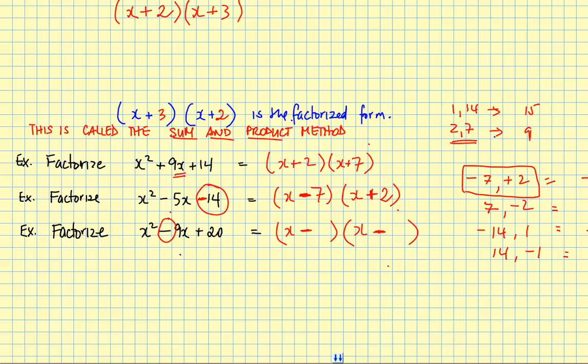Now the sum is negative 9 and the product is positive 20. So the two numbers are going to have to be negative. It can be either negative 20 and negative 1, or negative 4 and negative 5, or negative 2 and negative 10. Now, this will give me negative 21 when I add them, this will give me negative 9, and this will give me negative 12. Therefore, I'm pretty certain that the answer is going to be negative 4 and negative 5. So my factorized form of x squared minus 9x plus 20 is x minus 4 times x minus 5.